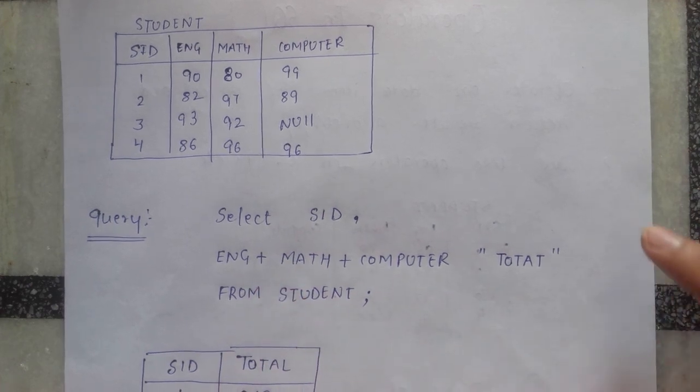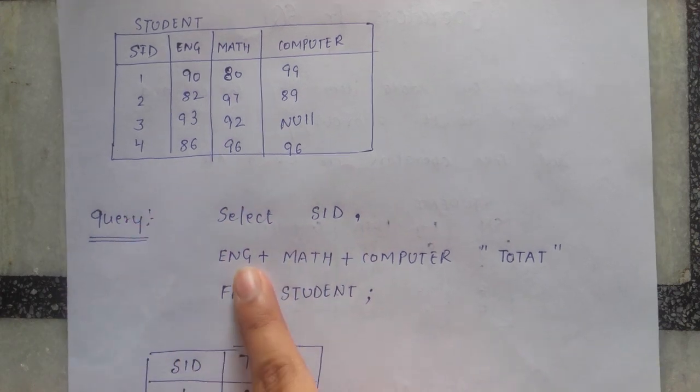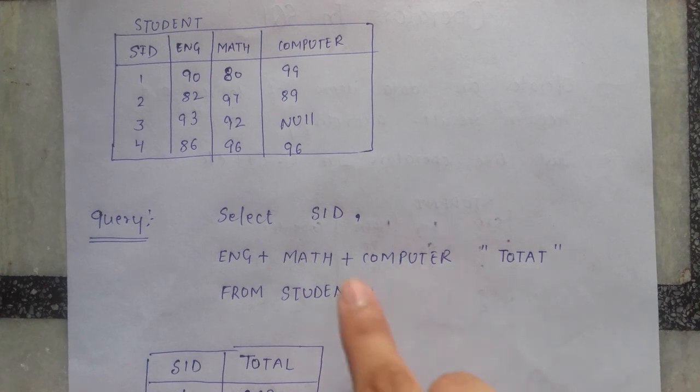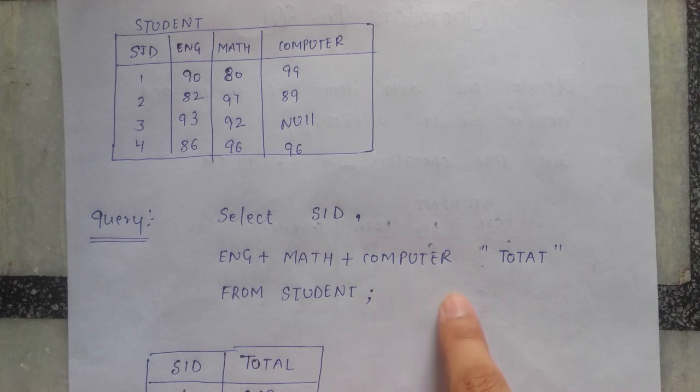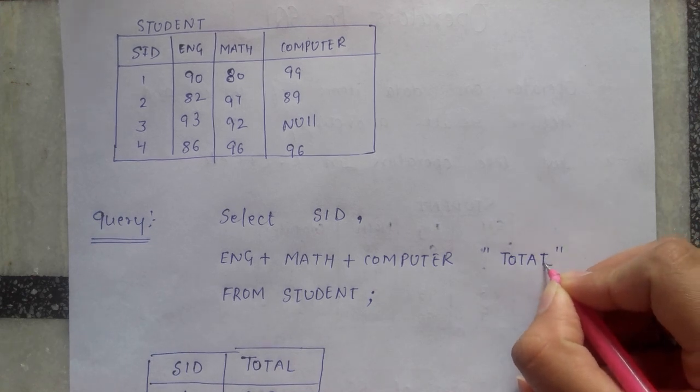This is the query that will be used here: select SID, that is the student ID, English, that is the column name, plus maths plus computer. As I told you, these operators always work on the columns, so we mention the names of the columns there: English plus maths plus computer. This is the total.